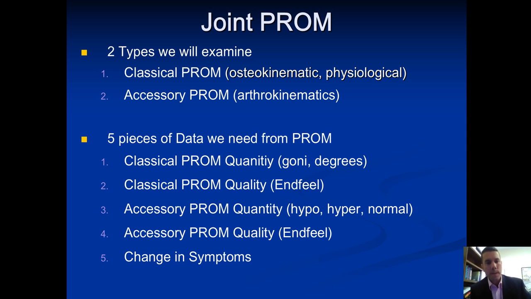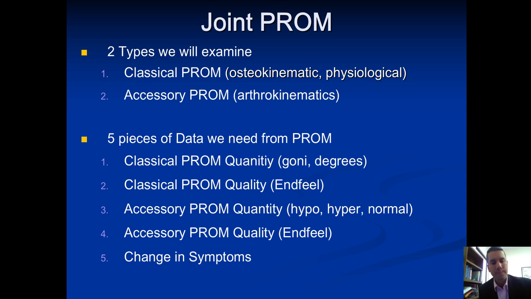The 5 pieces of data that we're going to look at with passive range, anytime we do step 7, we're going to gather the classical motion, how much, right? Quantity, goniometric degrees of movement. How well? Quality. That's your end feel, right? Soft, firm, hard. What's the end feel when I move that joint or that limb through its range of motion?